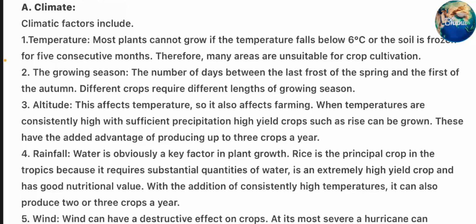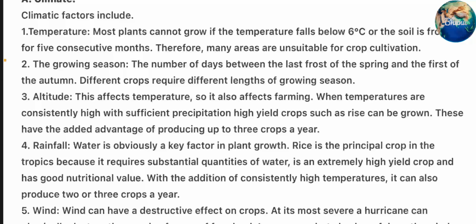Altitude. This affects the temperature, so it also affects farming. When temperatures are consistently high with sufficient precipitation, high yield crops such as rice can be grown. These have the added advantage of producing up to 3 crops a year.